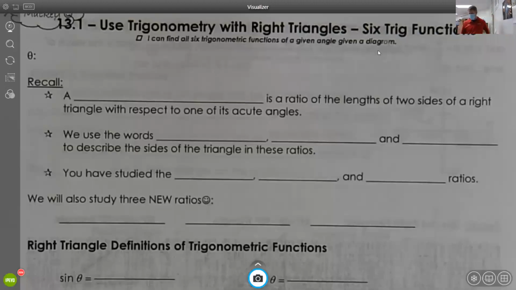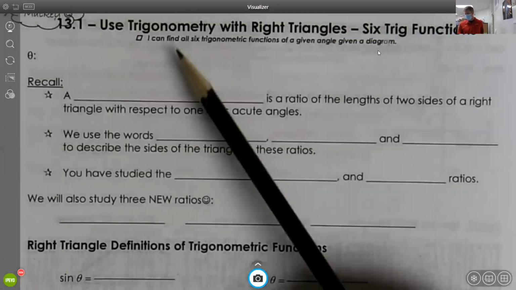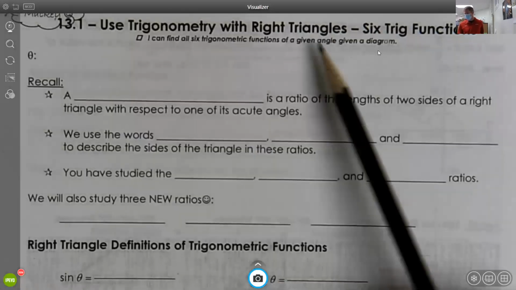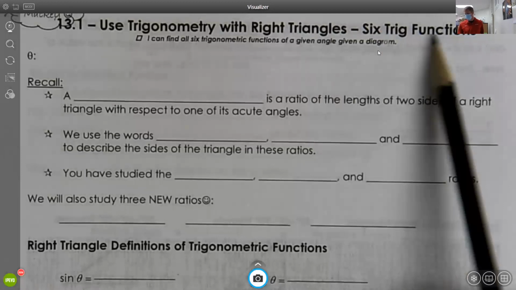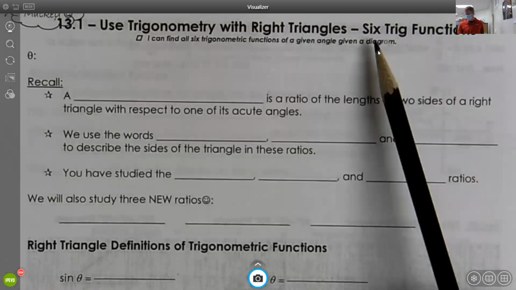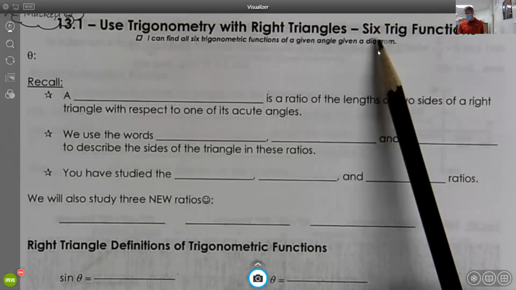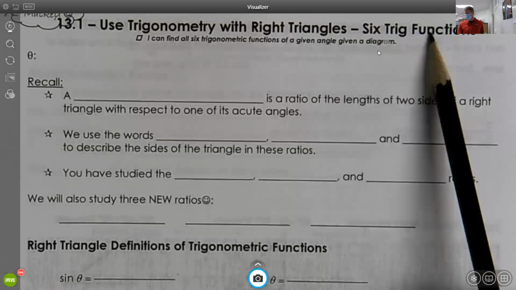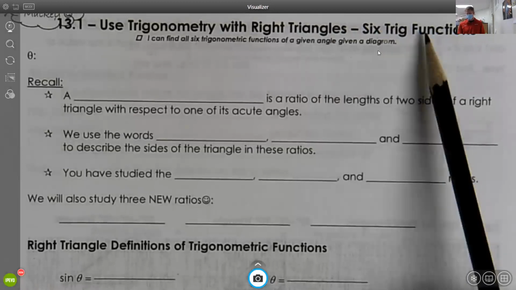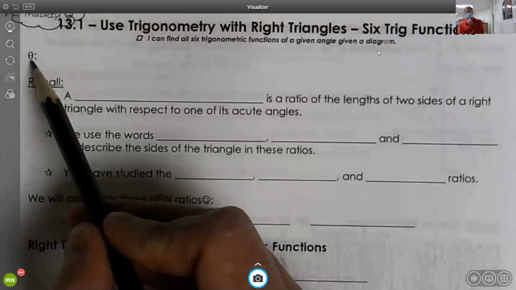This is Algebra 2 and Trig, working on 13.1, using trigonometry of right triangles and our 6 trig functions. We're very familiar with 3 of those we've recently done, but now we're going to talk about another 3. So we have 6 trig functions. First of all, we're going to refer to theta.